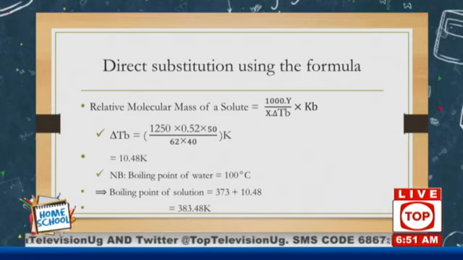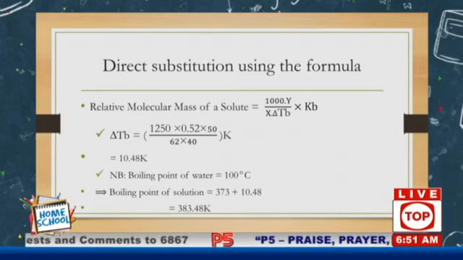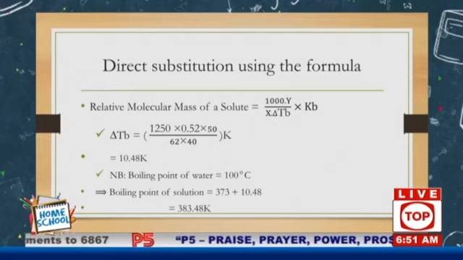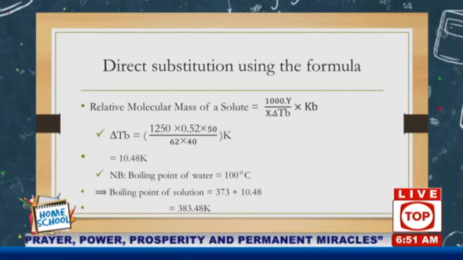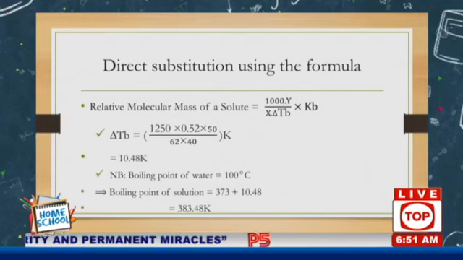1250 is the mass of the solute. Then 62 is the relative molecular mass of the solute. X is the mass of the solvent. You put it there, you get 10.48. Then you add it to the boiling point of water and you'll be able to get the right answer. So when you go to our next slide, we see example 2.